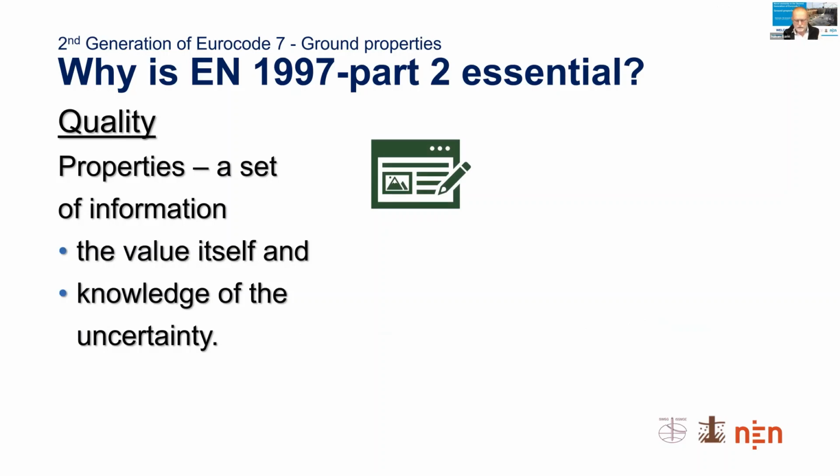Quality is also another thing. Quality is a property. The property is a set of information. Because if you only have, let's say, the density, the value of itself is not a quality information if you don't know anything about the uncertainty. If you know that the density is, for example, 16 plus minus 0.5, or if it's 16 plus minus 1.5 kilonewton per cubic meter, it's a very large difference. So you need to have knowledge about the uncertainty. Otherwise, the value itself is of no use. No use is maybe too much, but it's not that high value of that information.